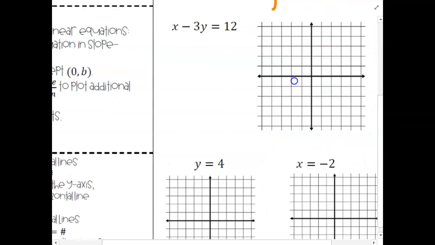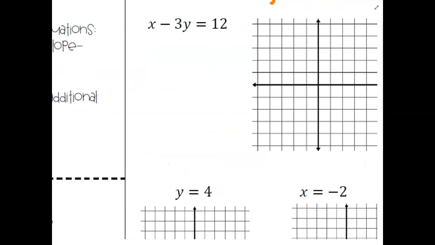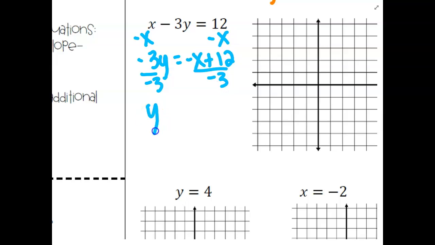So let's graph this equation right here. First thing, notice it's not in y equals, so I would need to put it in y equals. Let's move the x term by subtracting x from both sides. I'd have negative 3y equals negative x plus 12. And then divide by negative 3, and we would get y equals. We're going to do the butterfly method. Now remember we talked about these ones yesterday. First of all, a negative over a negative is going to be a positive.